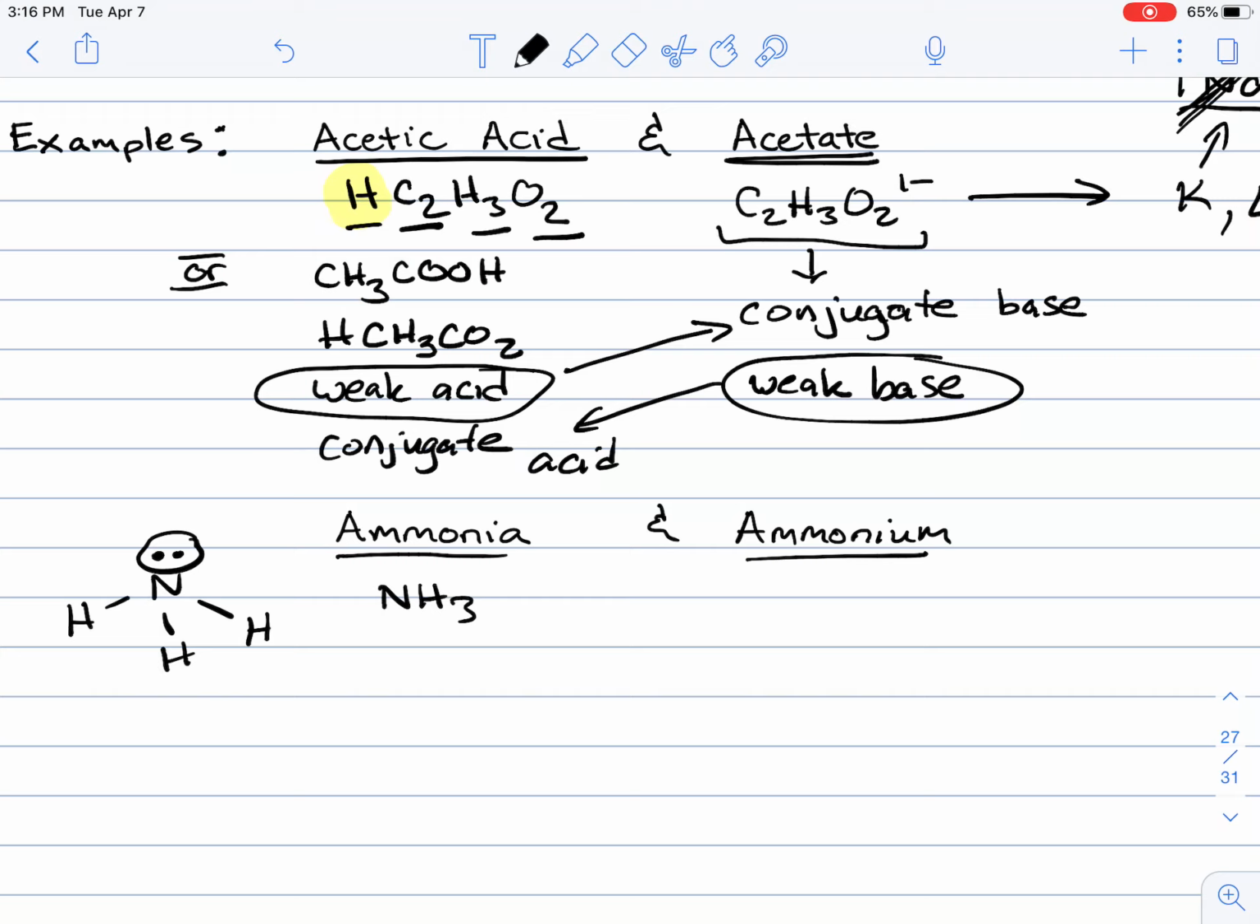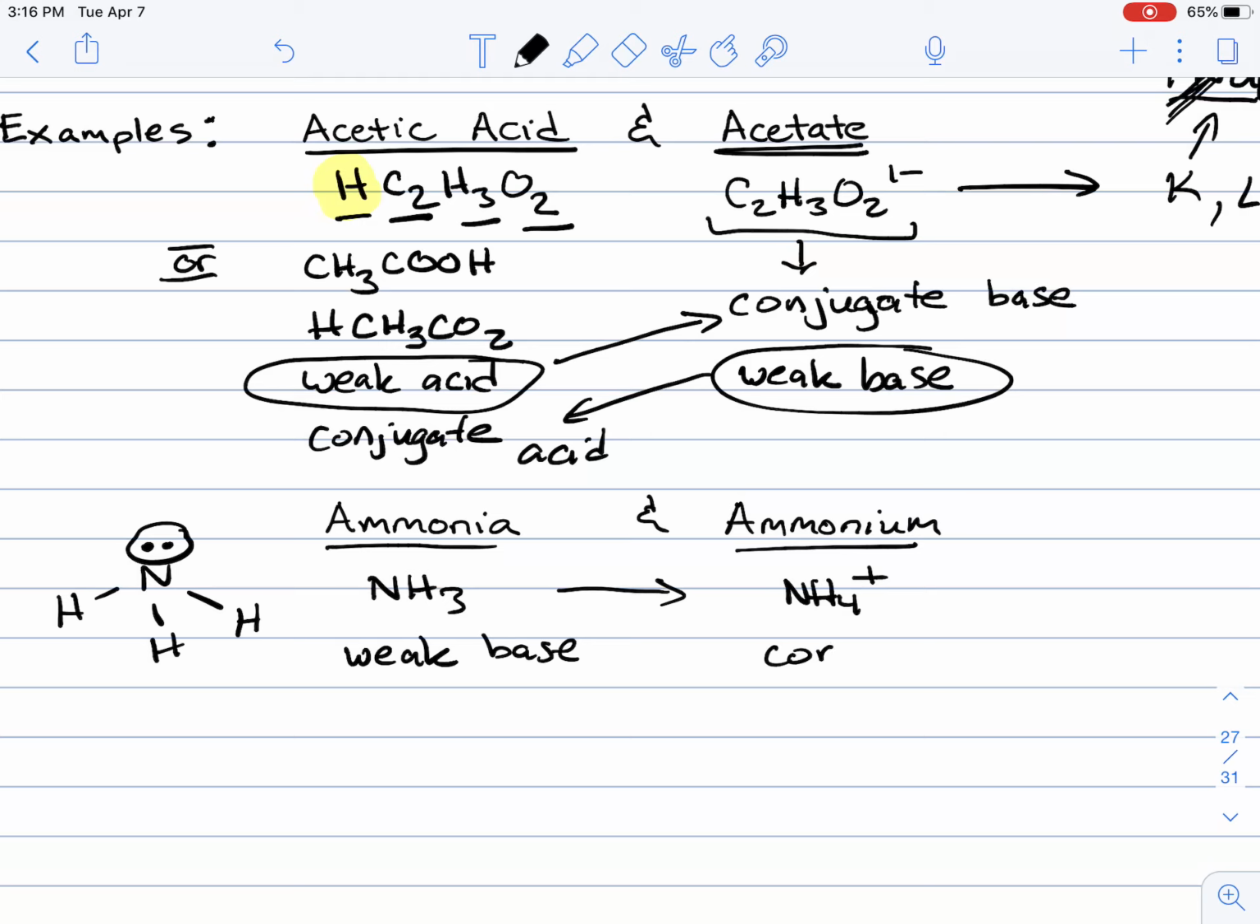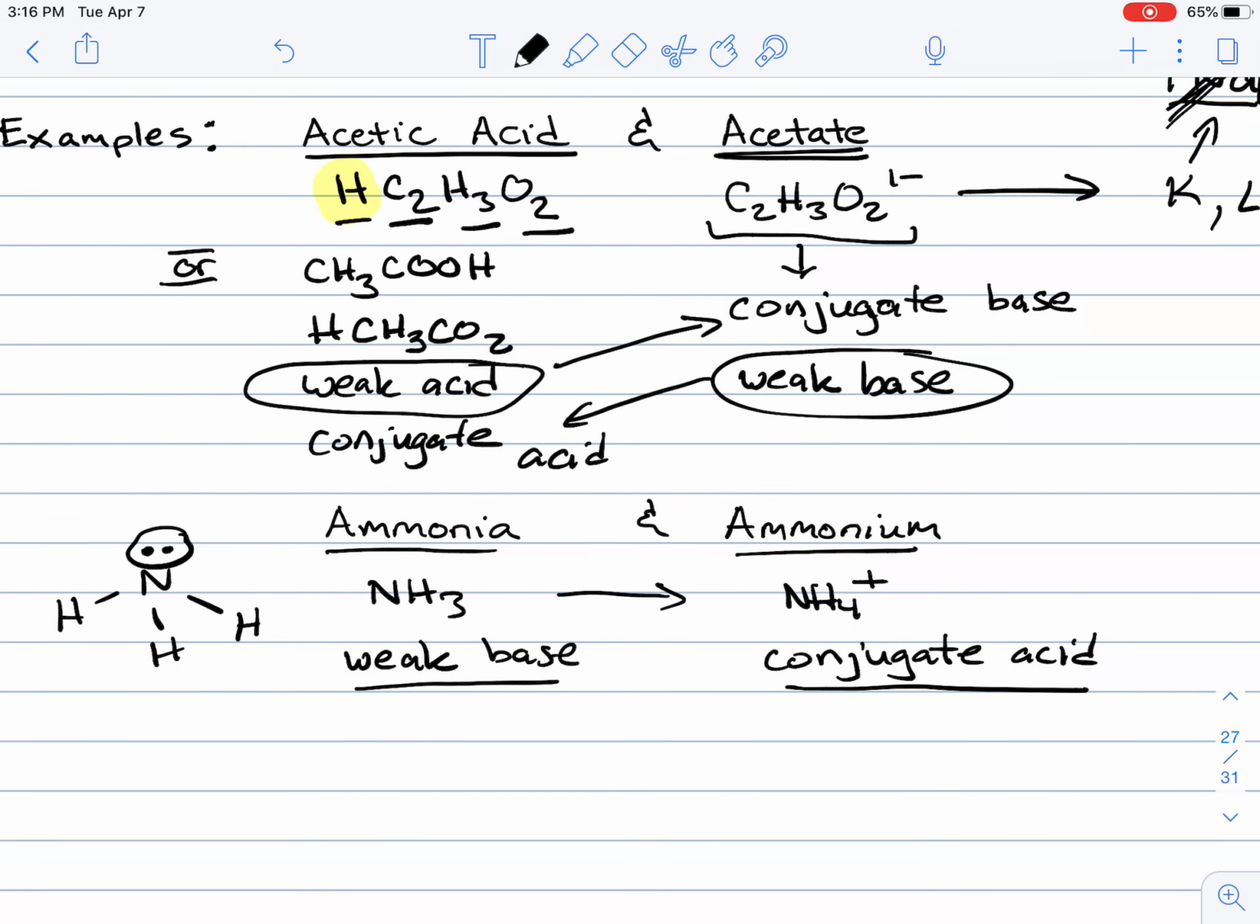And so ammonia is considered a weak base. And so therefore ammonium, or NH4 plus, is going to be the conjugate acid. So this is the conjugate acid of ammonia, which is considered a weak base. And so if we wanted to go in reverse, we can say that NH4 plus is the weak acid, and therefore its conjugate, which is ammonia, would be the conjugate base.